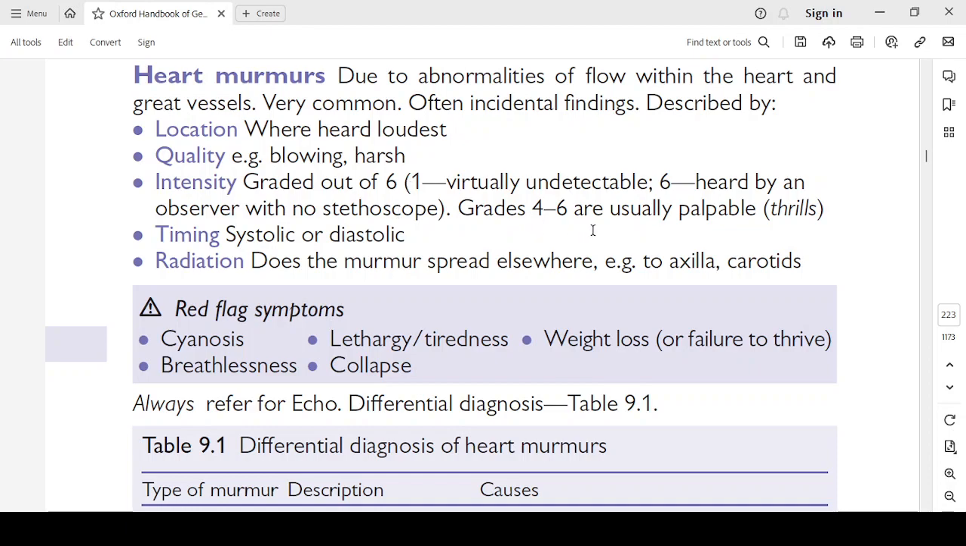Grades 4 to 6 are usually palpable, called thrills. Timing: systolic and diastolic murmurs. Radiation: does the murmur spread elsewhere, like into the axilla or to the carotids?